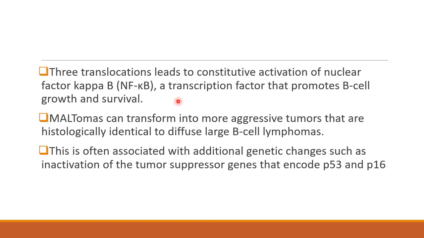These three translocations ultimately lead to constitutive activation of NF-kappa B, the transcription factor that promotes B cell growth and survival, and that will lead to the lymphoma. These MALTomas are indolent but can transform into more aggressive tumors, histologically identical to diffuse large B cell lymphoma. This transformation is because of additional genetic changes, that is, inactivation of tumor suppressor genes that encode P53 and P16.